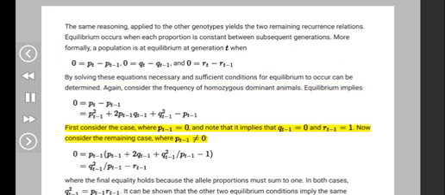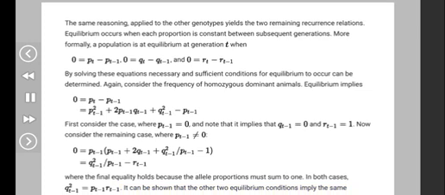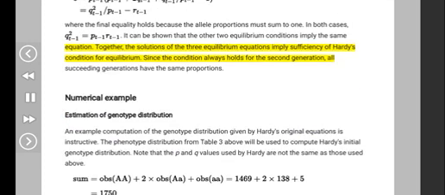Now consider the remaining case, where the final equality holds because the allele proportions must sum to 1. In both cases. It can be shown that the other two equilibrium conditions imply the same equation. Together, the solutions of the three equilibrium equations imply sufficiency of Hardy's condition for equilibrium. Since the condition always holds for the second generation, all succeeding generations have the same proportions.